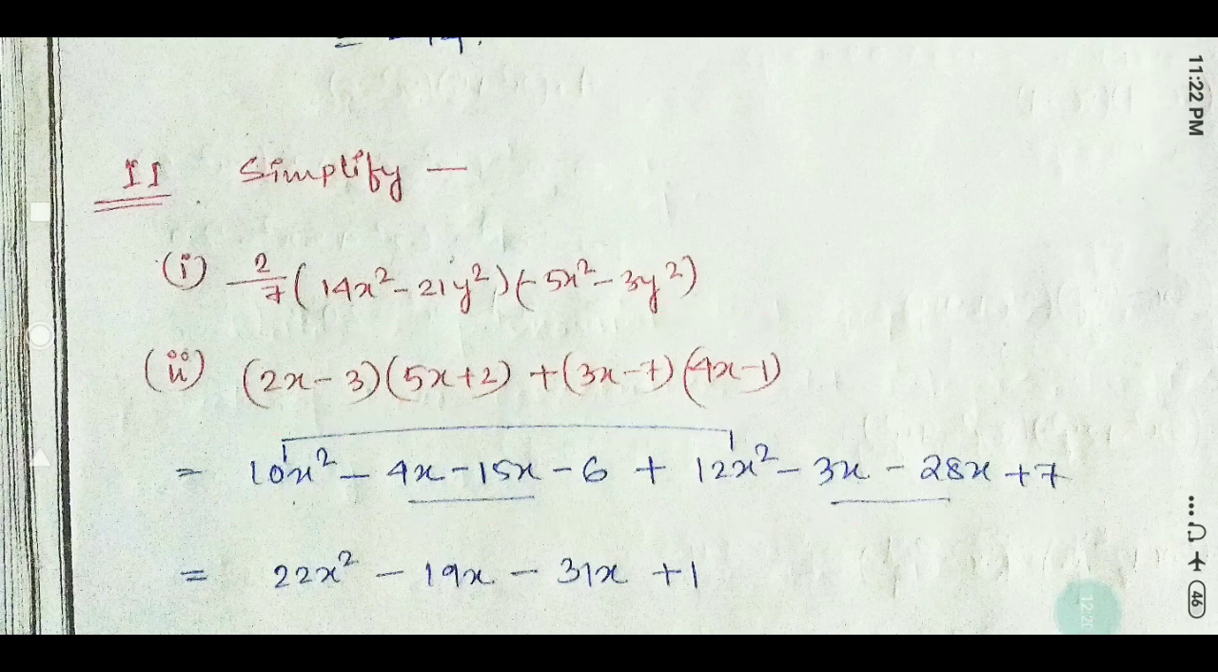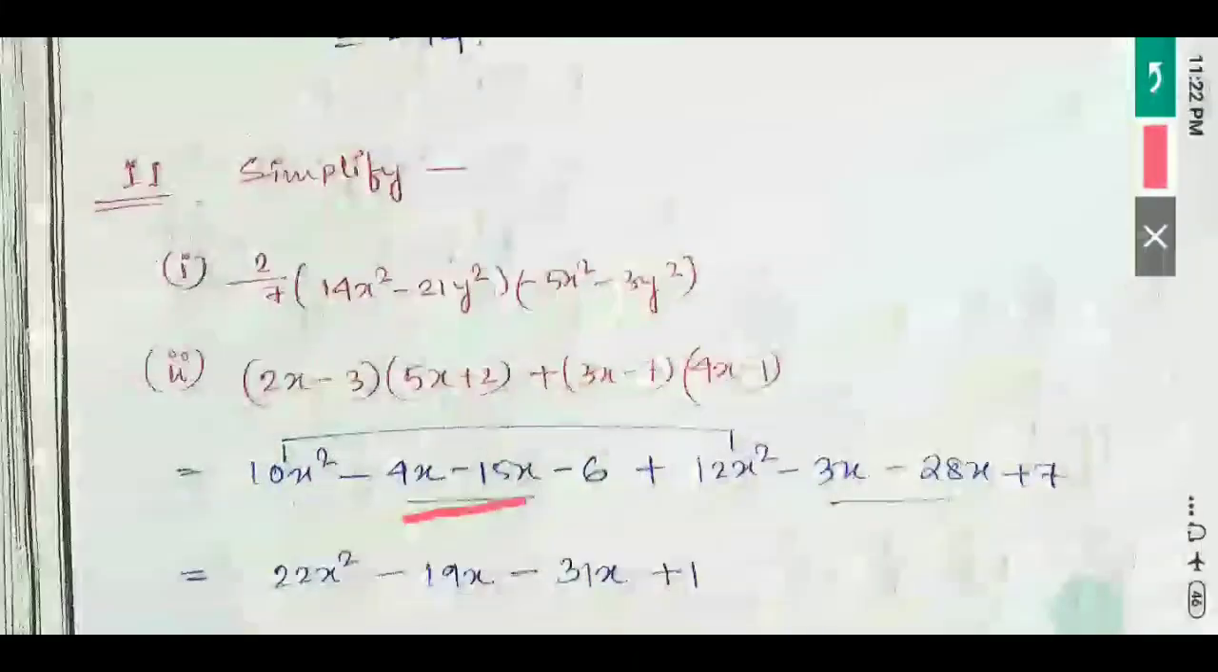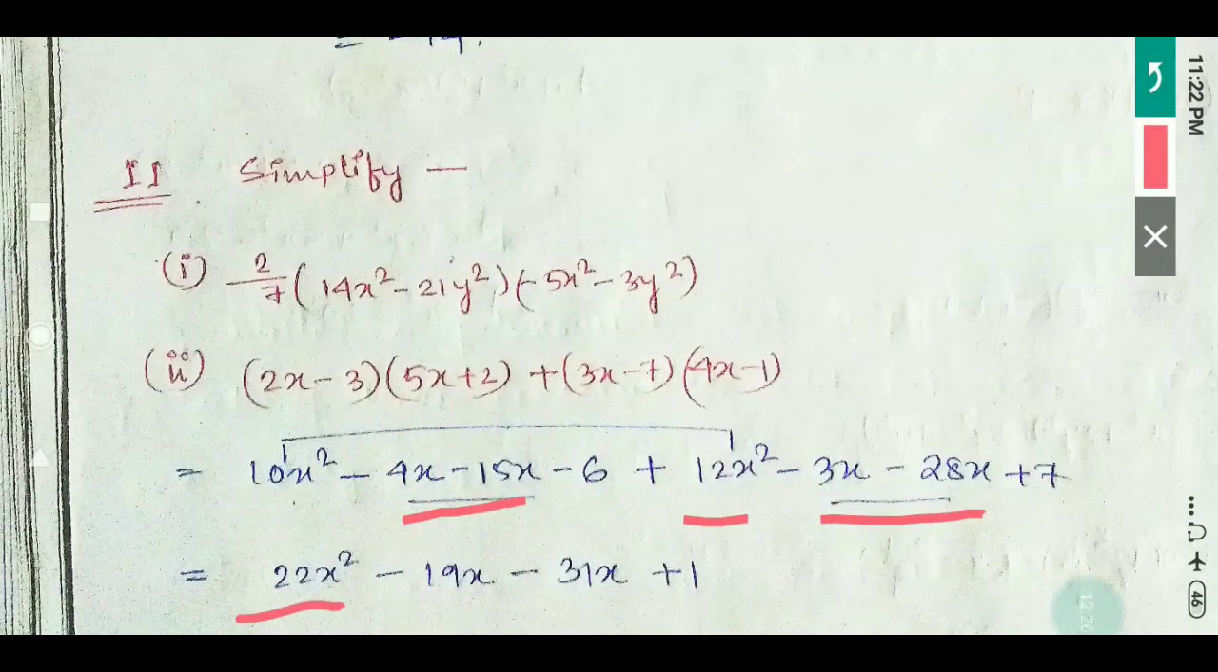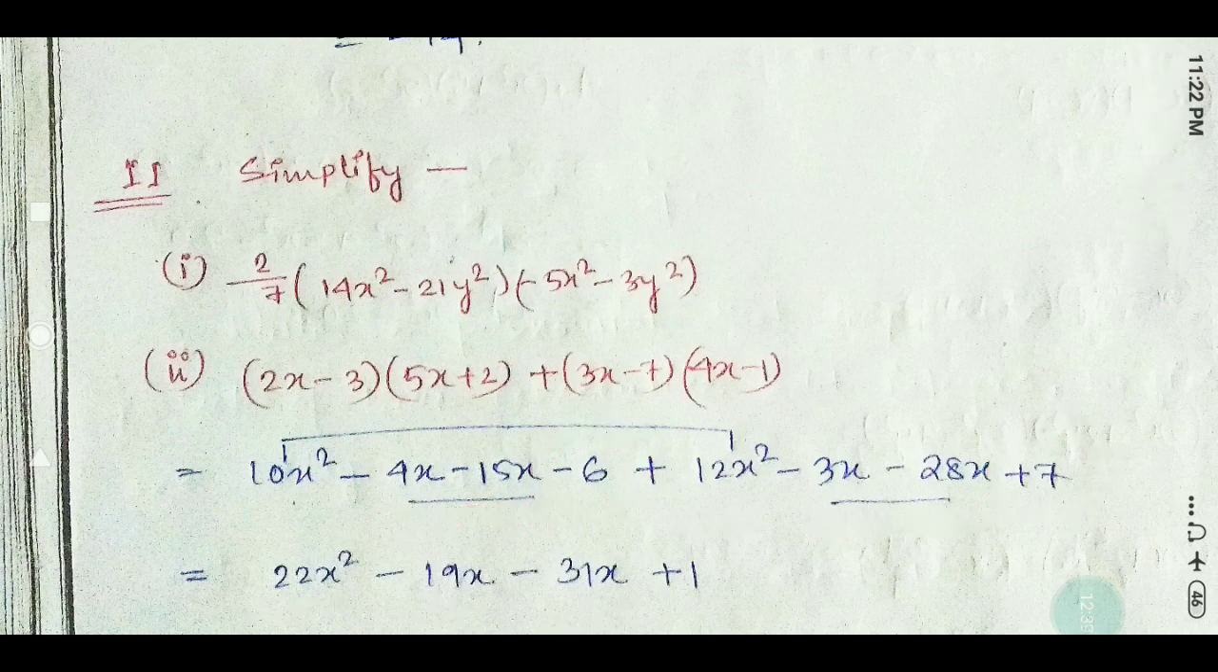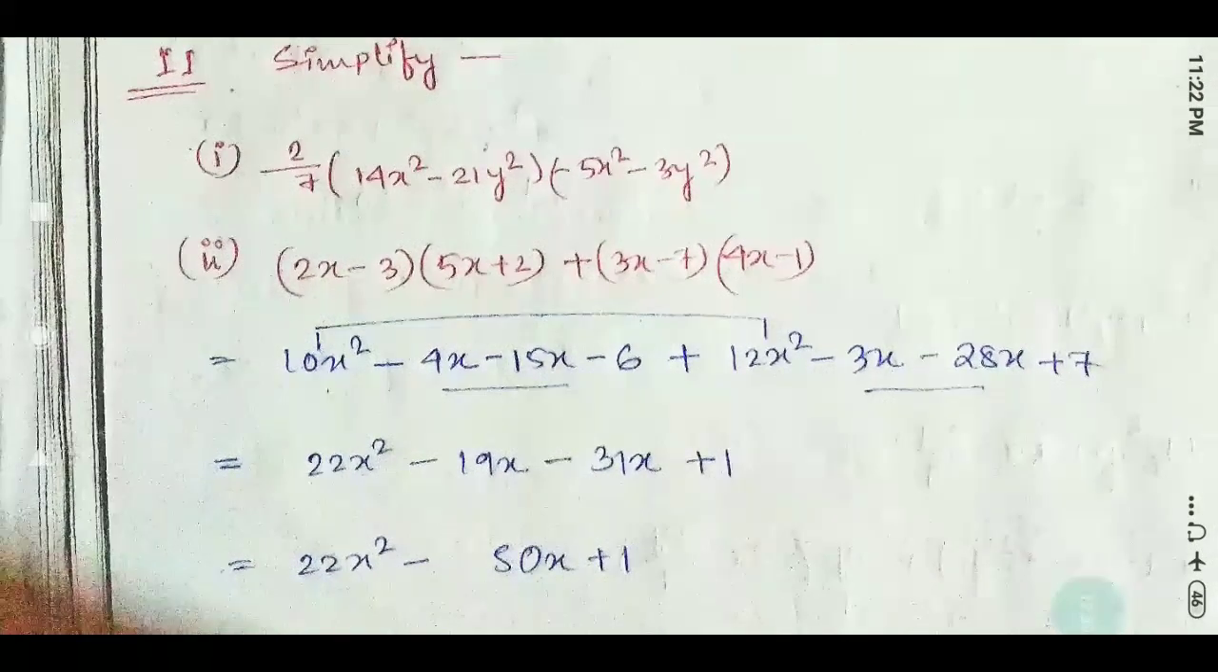Okay. Now check like terms. These two are like terms, these two are like terms. 10x², 12x², 22x². 15x, 4x, 19x. Then 3x minus 28x, 31x. Minus 6 plus 7 plus 1. So again subtraction. Okay.